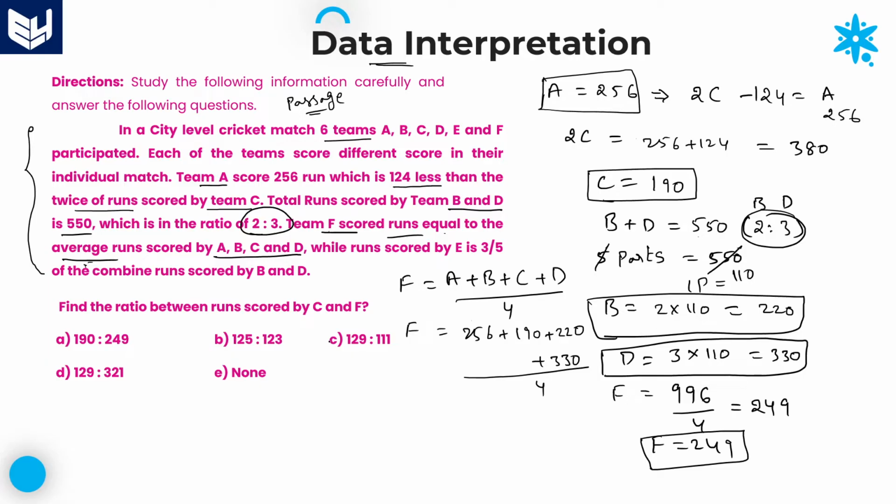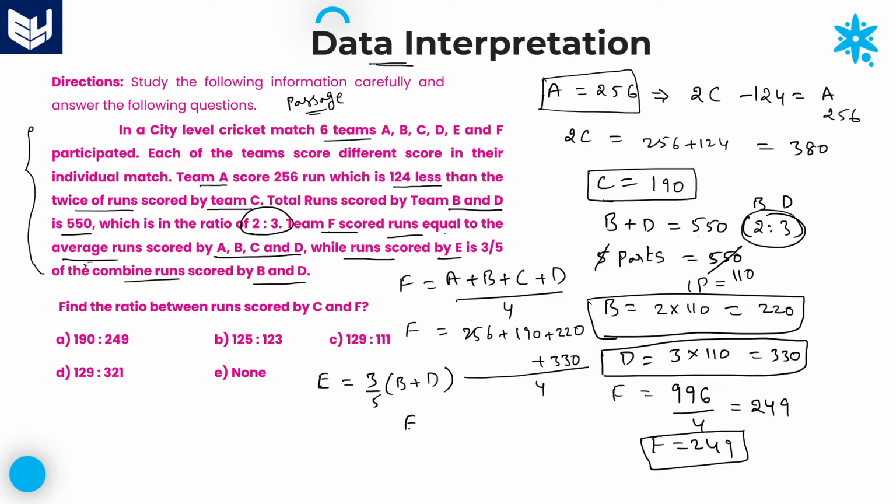5 teams are completed. Still we are left with only one team, which is E. That is also given. The runs scored by E is equal to 3/5 of the combined runs scored by B and D. So here E is equal to 3/5 of B plus D.